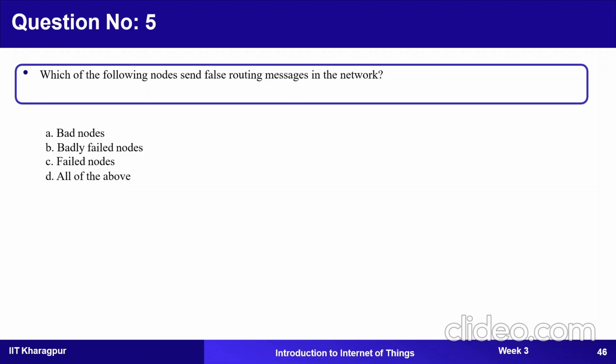Now question number 5. Which of the following nodes send false routing messages in the network? Options are bad nodes, badly failed nodes, all of the above. In order to answer this question, we should know what exactly a bad node, a badly failed node, and a failed node are. I'll start with failed nodes.